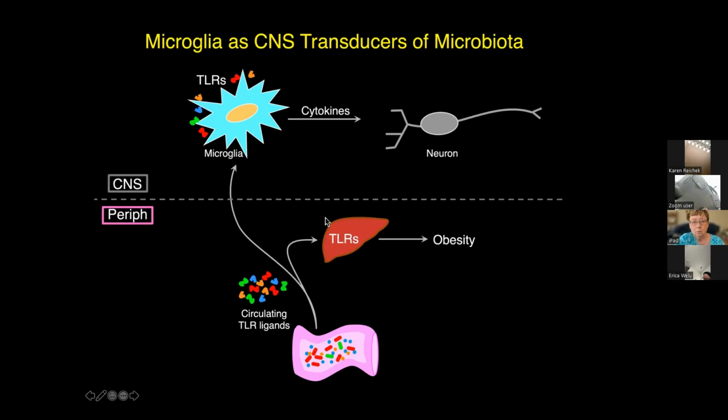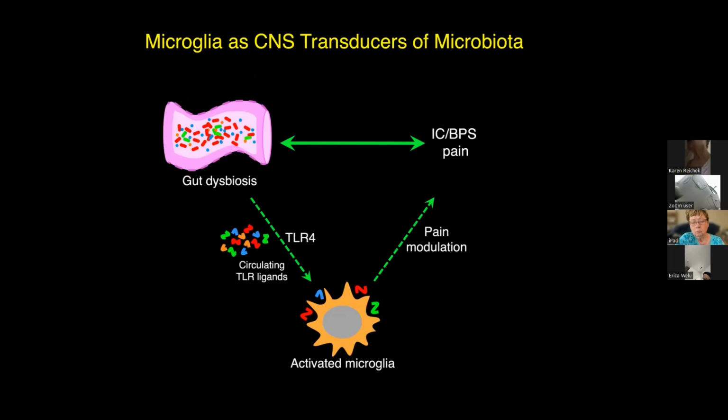So if they're triggering toll-like receptors in the liver, they can alter metabolism and drive obesity. If they're altering toll-like receptor responses in the microglia, or triggering microglial activation, these microglia then can release inflammatory factors such as what we call cytokines that alter neuronal responses. And it's been shown that microglia, when they're activated, release factors that can alter pain processing. So this is a very short summary of a paper we published recently and a couple papers in the works.